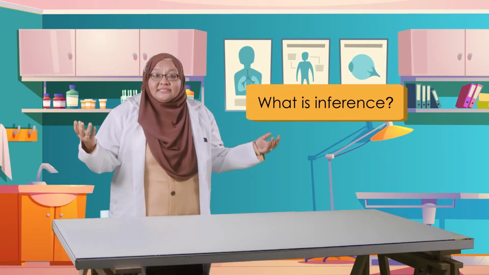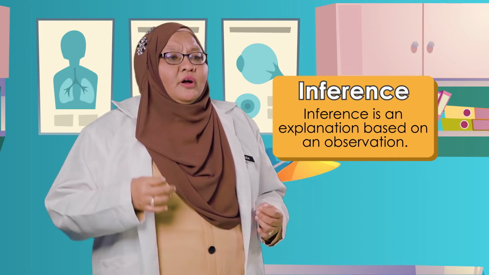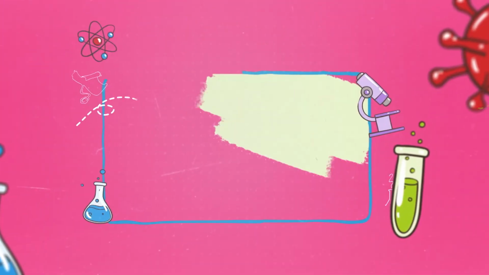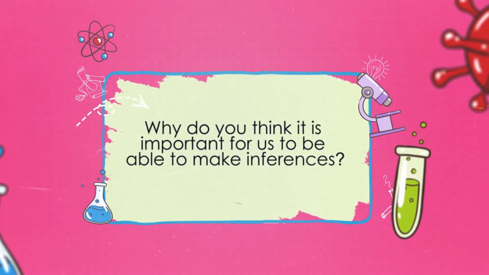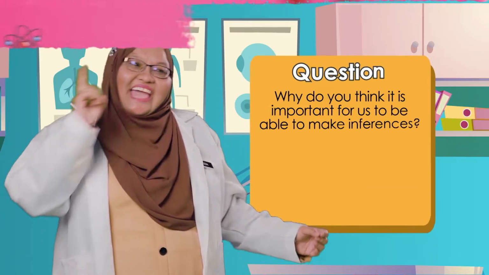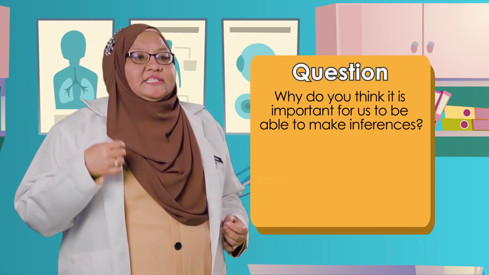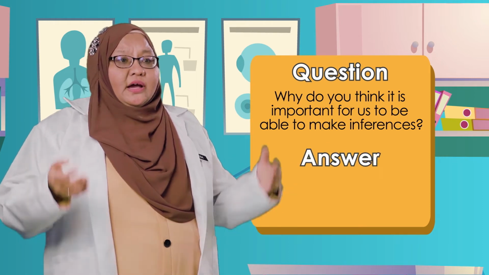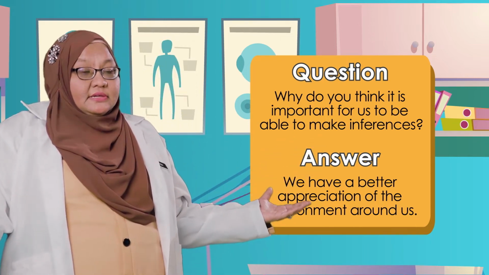What is inference, boys and girls? Unlike observations, which are direct evidence gathered about an object, inferences are explanations that follow from the observations. Why do you think it is important for us to be able to make inferences, boys and girls? Yes, that's right. When we are able to make inferences and explain events around us, we have a better appreciation of the environment around us.